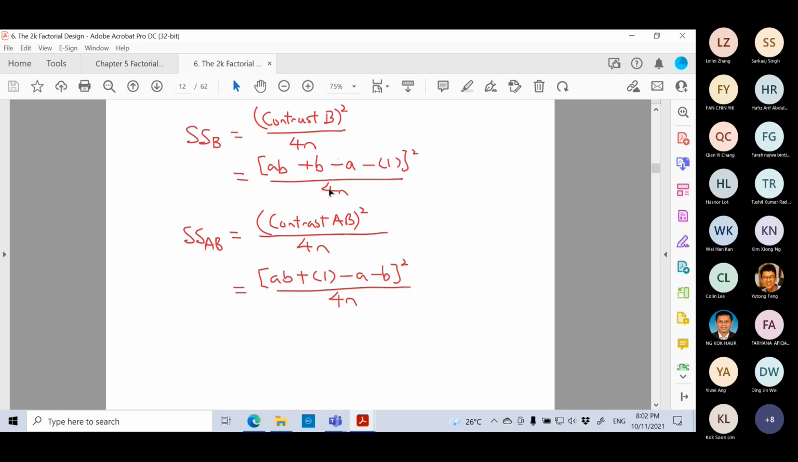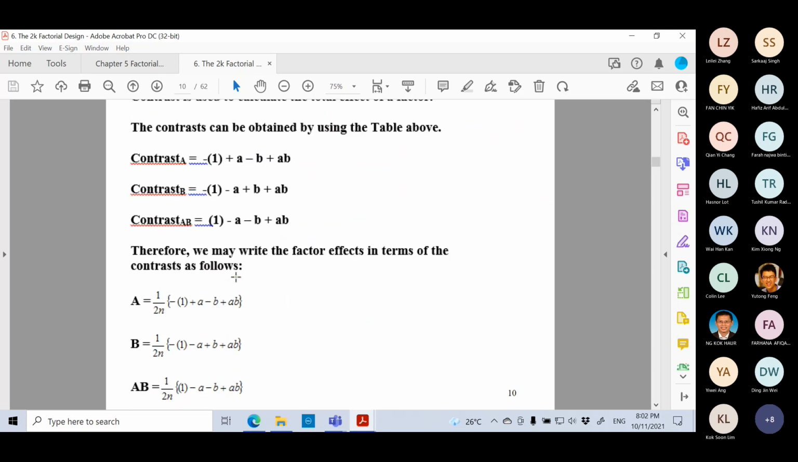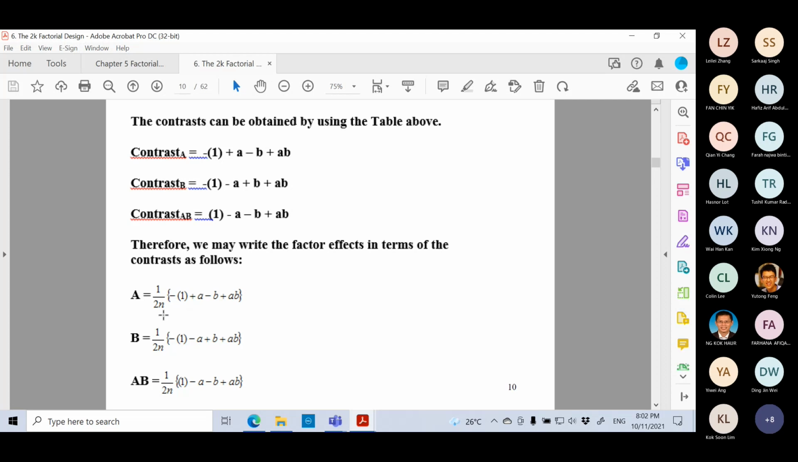You also need to think about it. For 2 factors, it is 4n. If it is 3 factors, is it 6n or 8n? So all these things we need to care about. Here I just give you the special case under the 2 factors. The sum of squares is given by the contrast squared divided by 4n, whereas for the effect you have a divided by 2n here. Later on we can see the general formula.